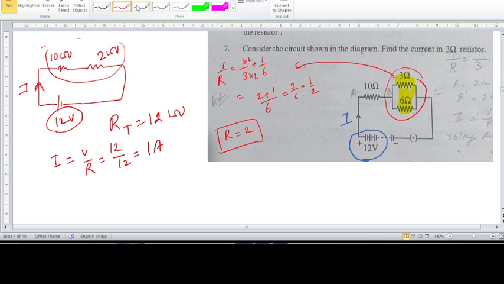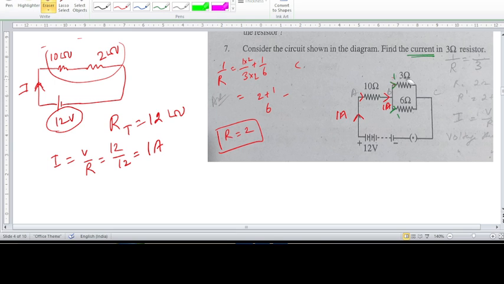Now one thing should be clear here. Let me erase all this. I got the current in the circuit as 1 ampere. So here the current will be 1 ampere and here the current will also be 1 ampere. But in this part of the circuit the current will be distributed, so here the current will be something different and here something different. I don't know what. They have asked for the current through the 3 ohm resistor.